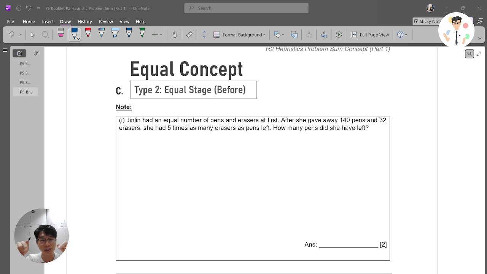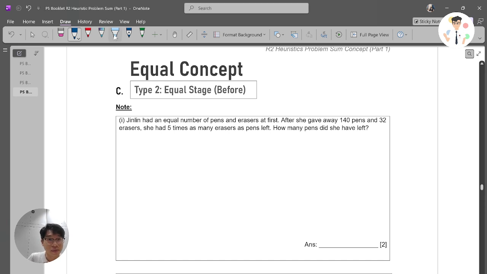And type 3 is basically something is different and they do something, at the end they become the same. So that is called equal concept type 3, equal stage after. So what we are focusing on now is before. At first, it is the same, but something happened. Okay, so now let's look at this question, example number 1 here.